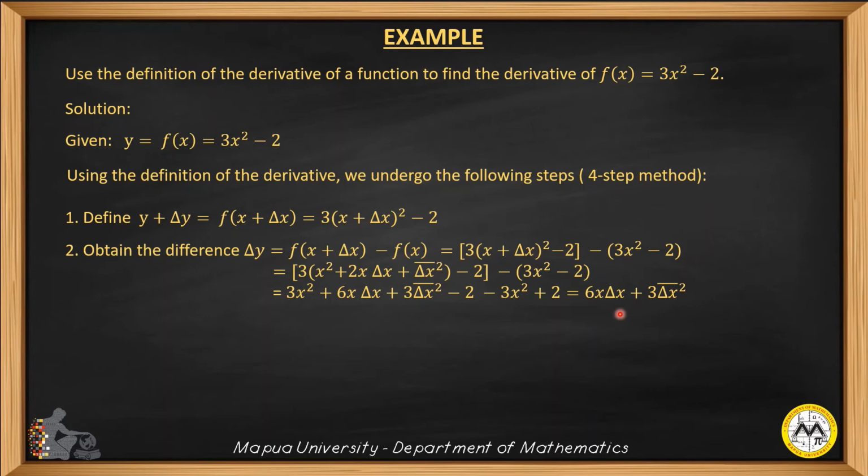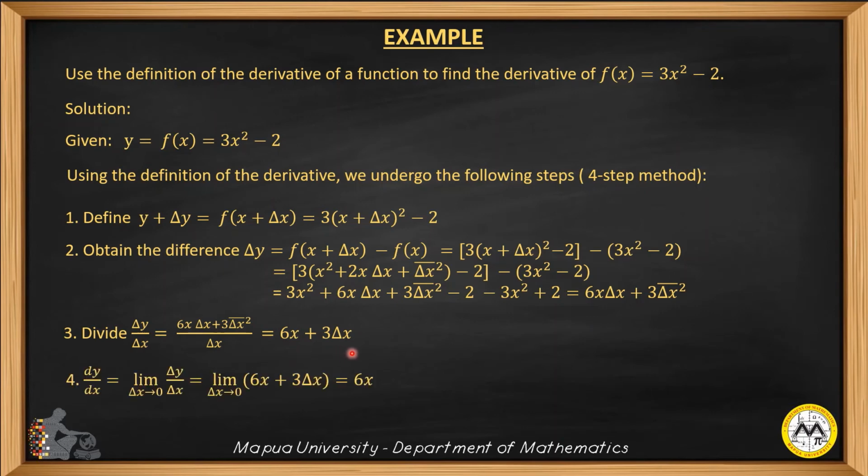3 delta x squared. Okay, now at this point we are ready to divide delta y by delta x, dividing 6x delta x plus 3 delta x squared by delta x to give us 6x plus 3 delta x. Now for the last step, we have to determine the limit of delta y over delta x as delta x approaches 0, or the limit of 6x plus 3 delta x as delta x approaches 0.